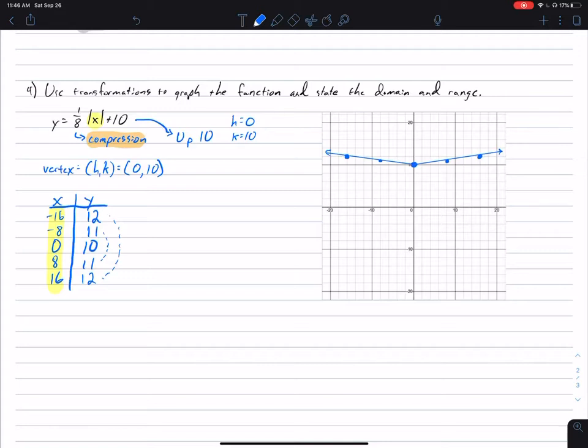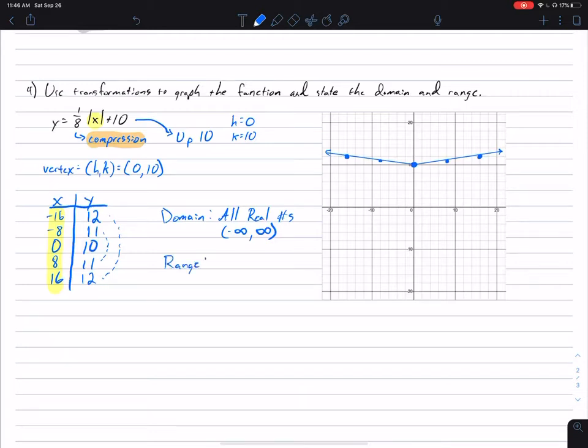Now they're asking us for the domain and range, right, so that won't be too much trouble. My domain, this graph goes forever left, forever right. There's really no limitations here. So my domain is all real numbers, and in interval notation, that would be -infinity to +infinity.